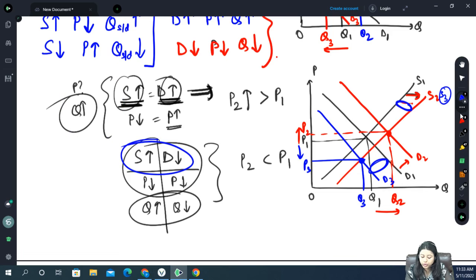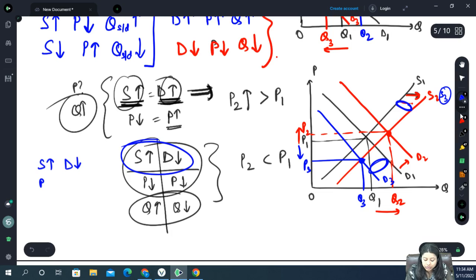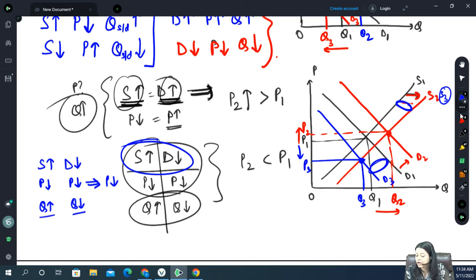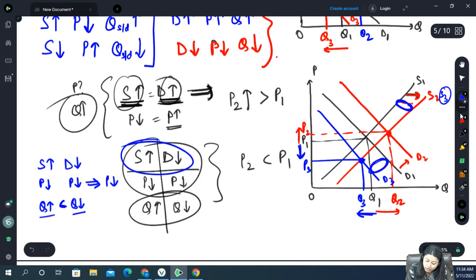I told you, when supply increases and demand decreases, this is case 3. If supply is increasing, price will fall. So we know for sure that price is falling. Quantity here will increase, and quantity here will decrease. So we cannot say whether it will finally rise or fall. That will depend on the extent. Similarly, here price is falling for sure. The shift in the demand is more than the shift in the supply, and that is why finally quantity is falling.